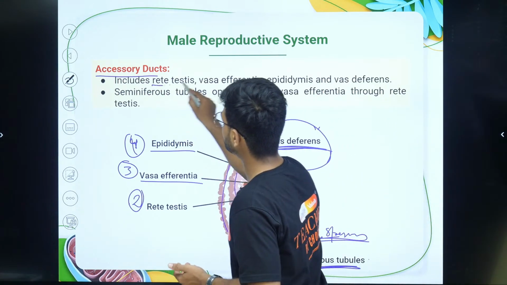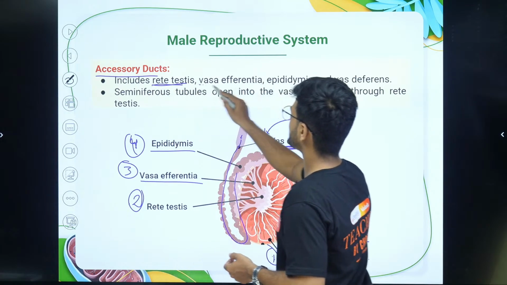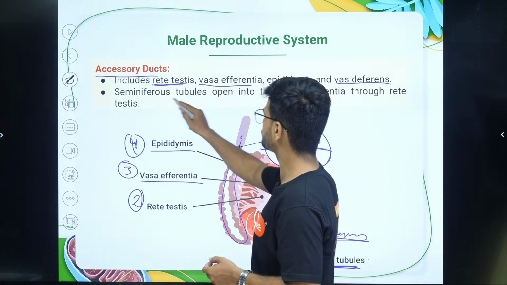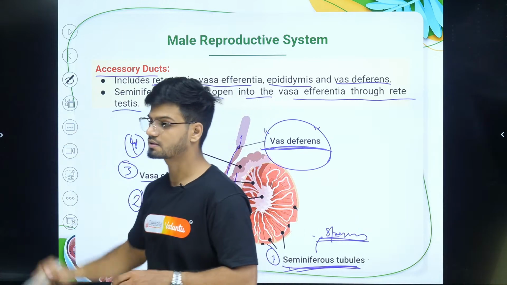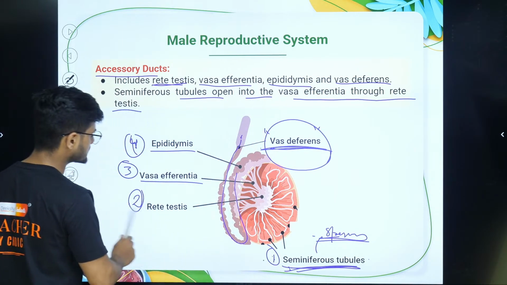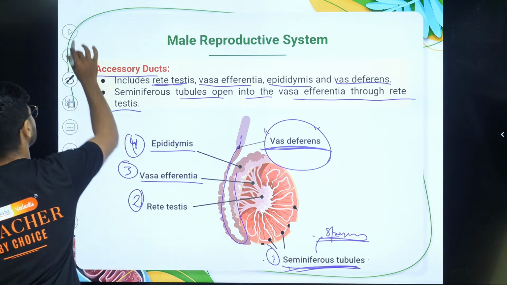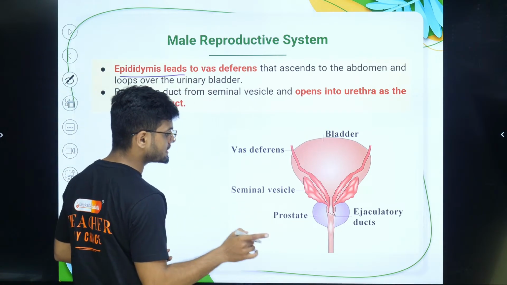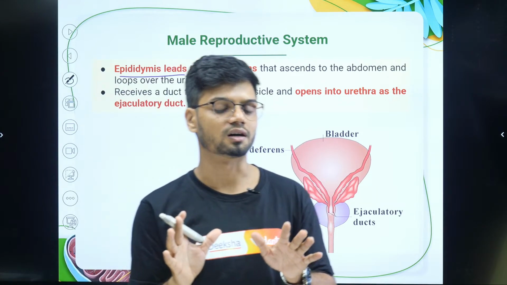It includes rete testis, then other ducts, pipe to pipe. Rete testis, vasa efferentia, epididymis and vas deferens. Seminiferous tubules open into the vasa efferentia through rete testis. Clear? First seminiferous tubule, then rete testis, then vasa efferentia, epididymis, and vas deferens is the last duct.